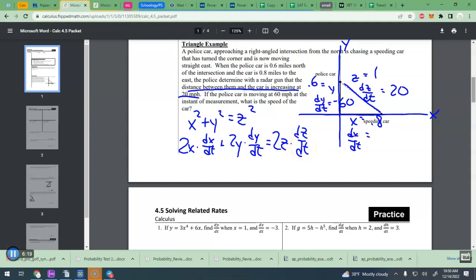I think in this one we know everything except for one thing, which is what we're looking for. That's good. Every now and then there's one where there are two things missing, and you have to go off on a side quest to find one of them and then bring it back. But that's not this one. So this is 2 times 0.8, dx dt, plus 2 times y, which is 0.6, times dy dt, which is negative 60, equals 2 times z, which is 1, times dz dt, which is 20. Let me stop there. Any questions about that setup?